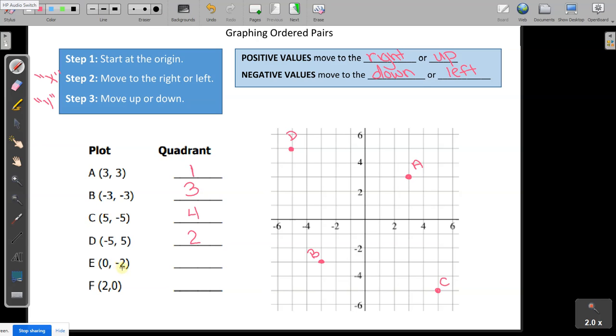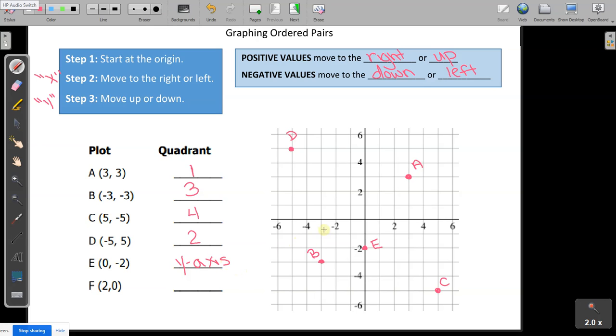Now we have 0, -2. So we start at the origin, and we don't move right or left. We stay put. And then we go down 2. And that is E. And here we are not in a quadrant. We're on the line. And that line is our y-axis.